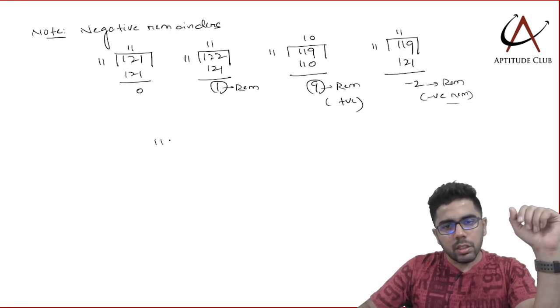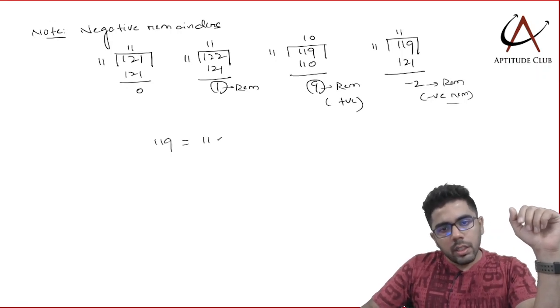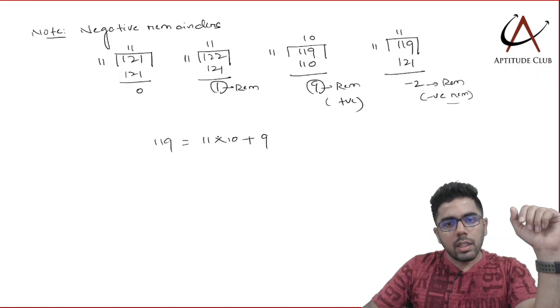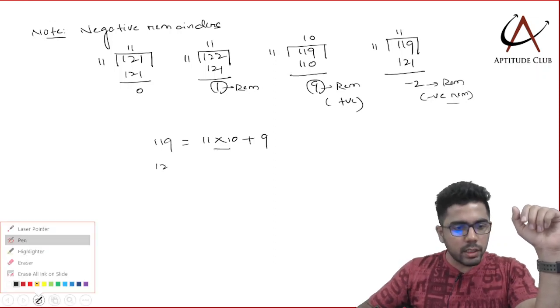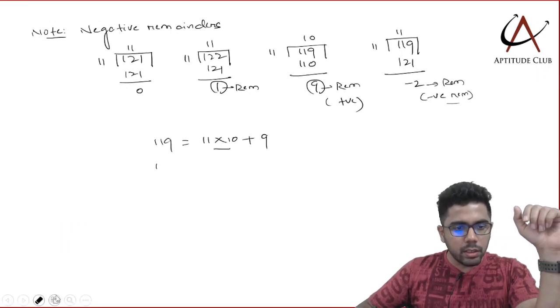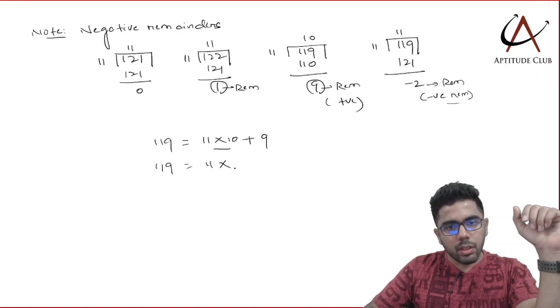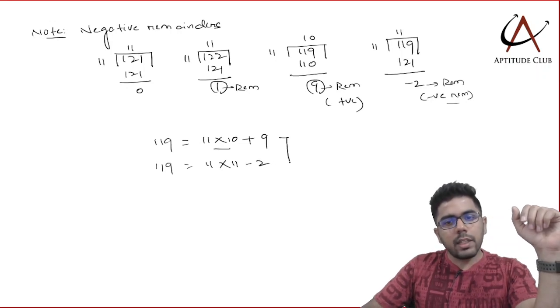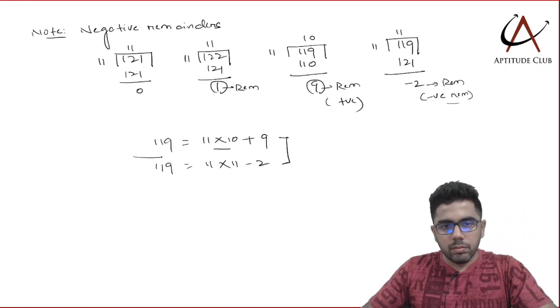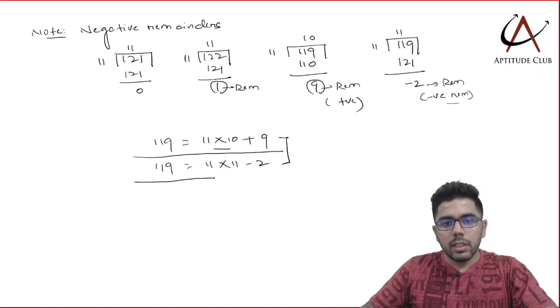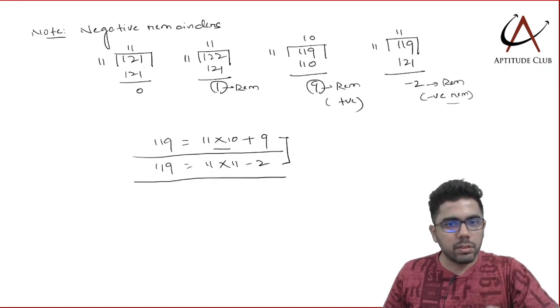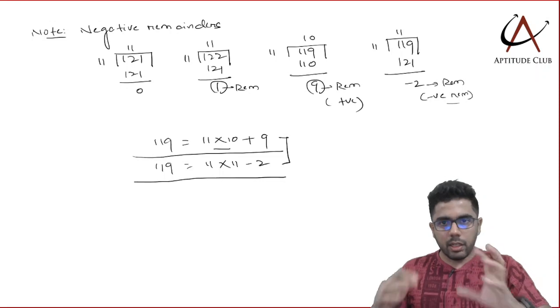So it means this 119, it is 9 more than a multiple of 11, and I can also write it in this way, that 119, it is 2 less than the next multiple of 11. Okay, this is how we define negative remainders. I hope this is making sense.